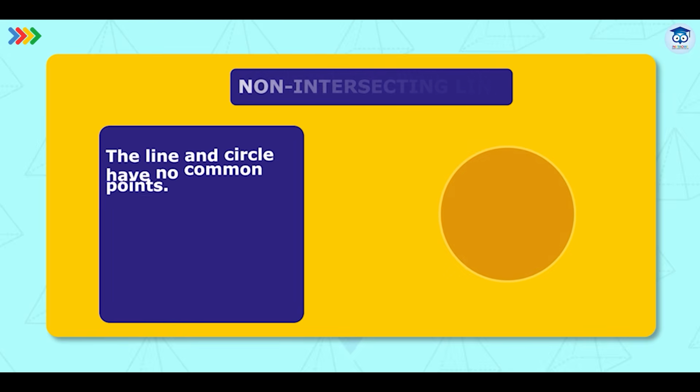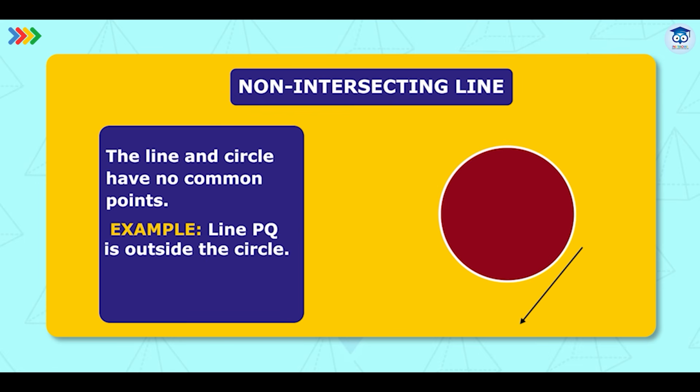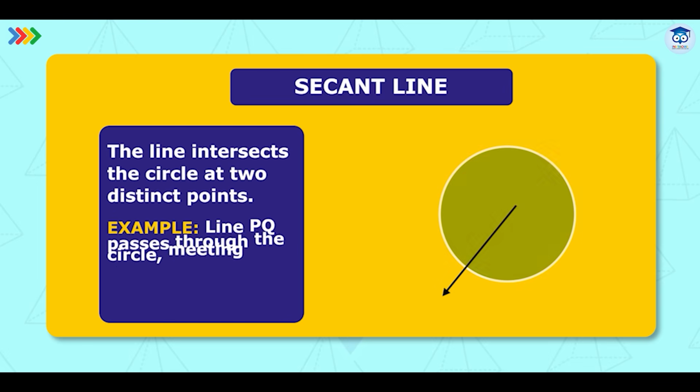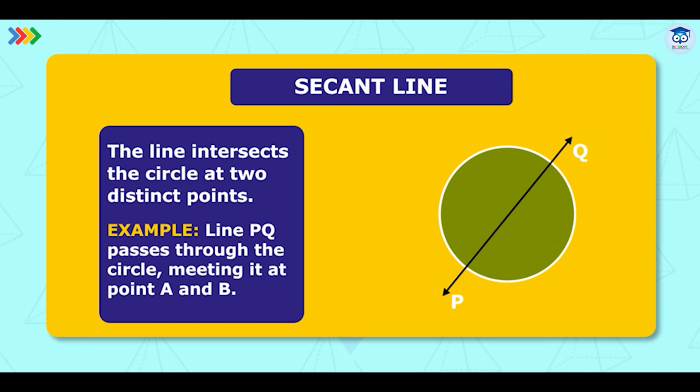For the non-intersecting line, the first type, it's outside the circle. There is no common point between the circle and the line, so this type is known as non-intersecting. Now next we have the secant. A secant intersects the circle at 2 points. Here we have two distinct points, A and B, and PQ is the secant.